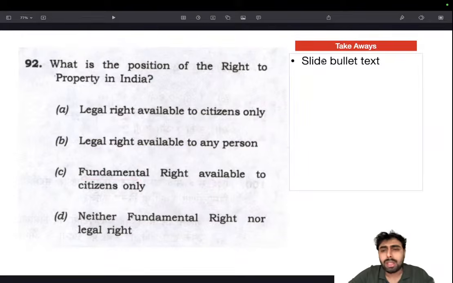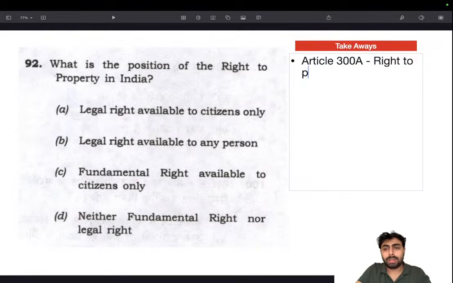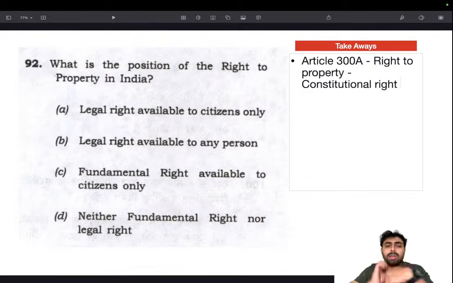This is where having the knowledge comes into the picture. Article 300A states that it's right to property. It's a constitutional right, actually. But here, constitutional right is not mentioned explicitly. But in the later UPSC answers, it was mentioned as constitutional right.